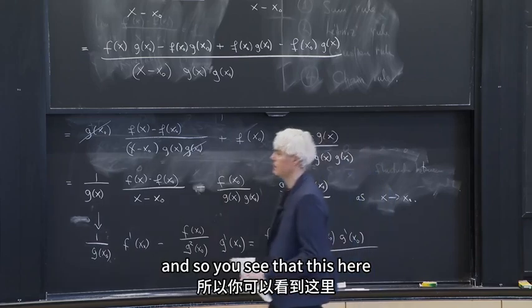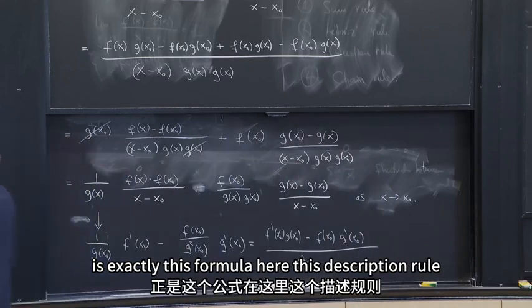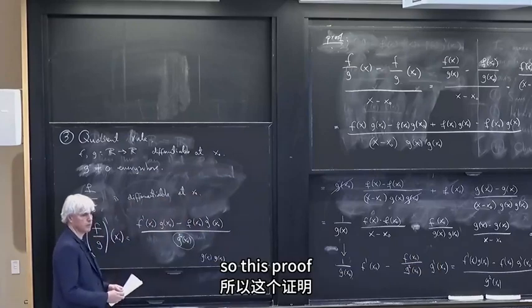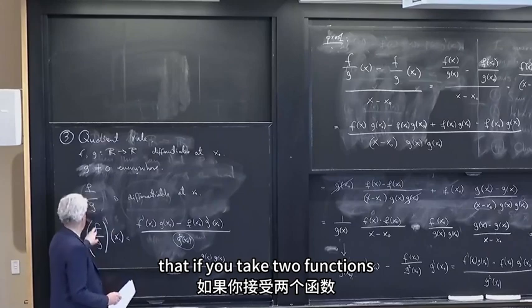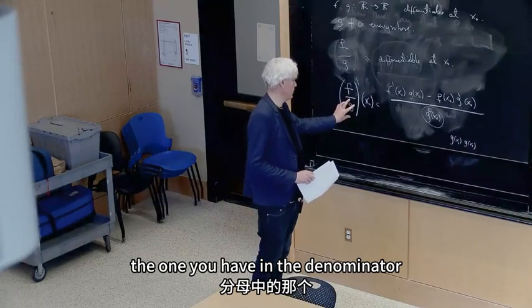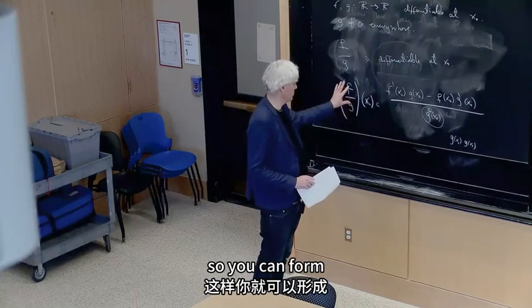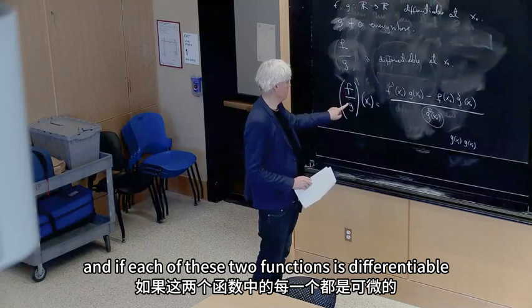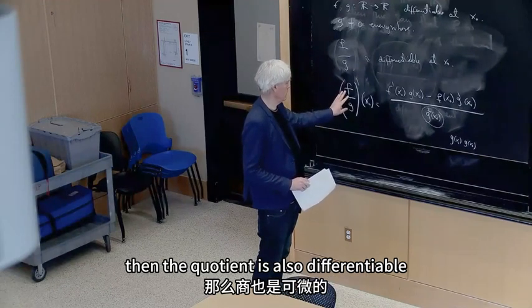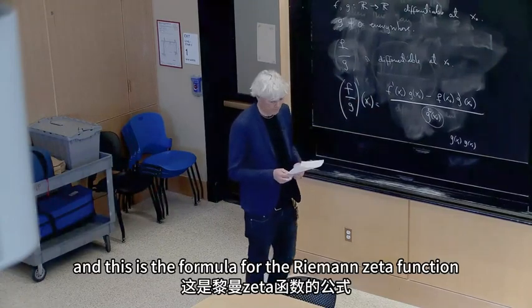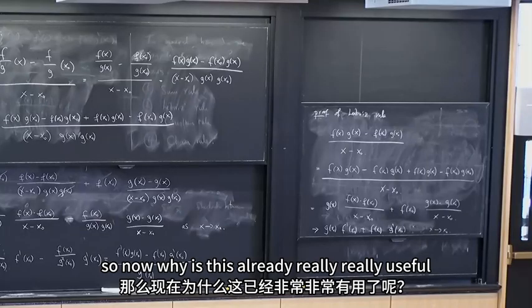And so you see that this here is exactly this formula, the quotient rule. So this proves that if you take two functions, and the one you have in the denominator is non-vanishing, so you can form the quotient, and each of these two functions is differentiable, then the quotient is also differentiable, and this is the formula for the derivative. Right, so now why is this already really useful?